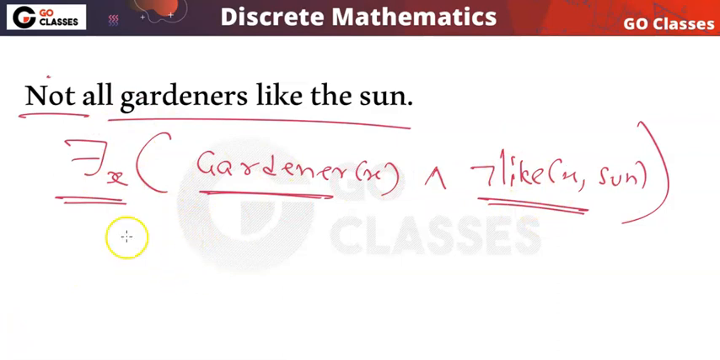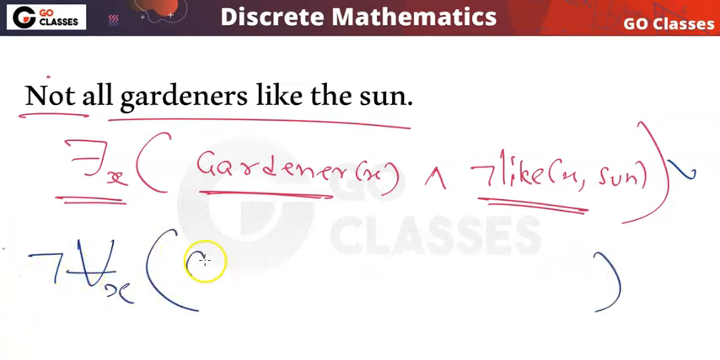This same expression we can also write like this. It is not the case that all gardeners like the sun. Remember what we are saying? Negation means it is not the case that all gardeners, if x is gardener then it likes the sun.